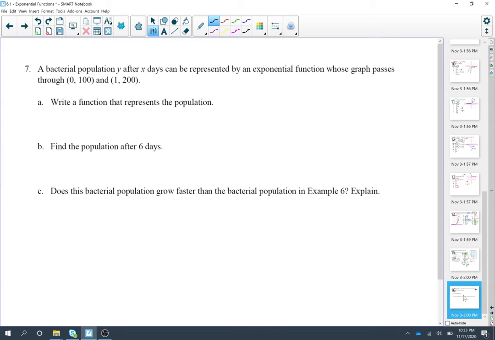Example 7. A bacterial population y after x days can be represented by an exponential function whose graph passes through (0, 100) and (1, 200). Part A, write a function that represents the population.